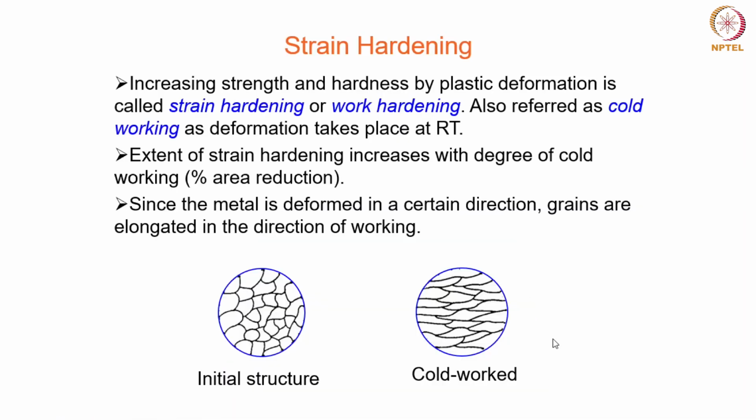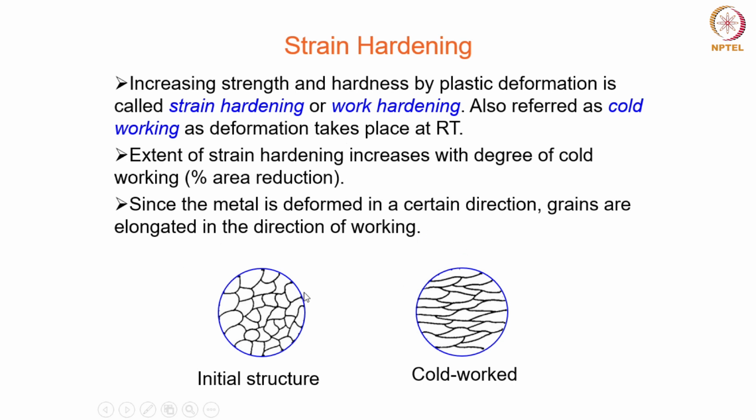Hello and welcome back. So this is the topic that we started in the previous class, strain hardening. This is nothing but deforming the metal at a temperature at which recrystallization and recovery cannot occur, and that is why this is also known as cold working. So this is primarily deforming the metal, and it also goes by the name work hardening. So strain hardening, work hardening, or cold working are all synonymous.